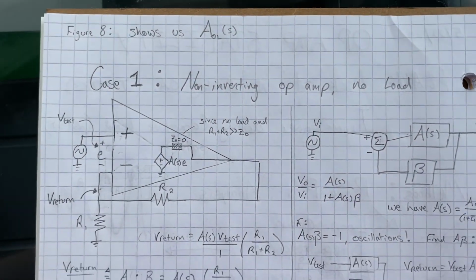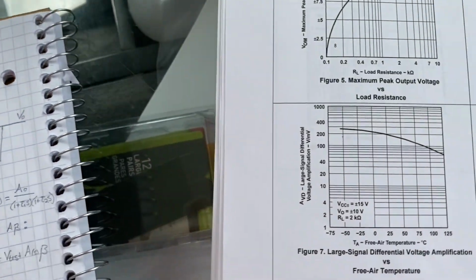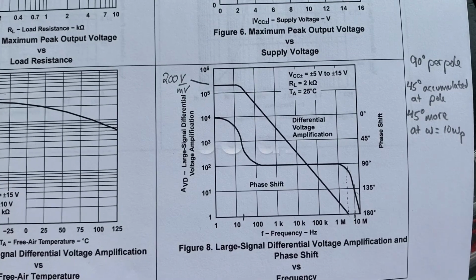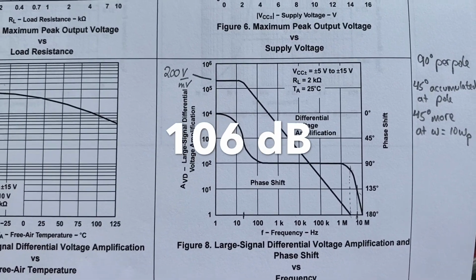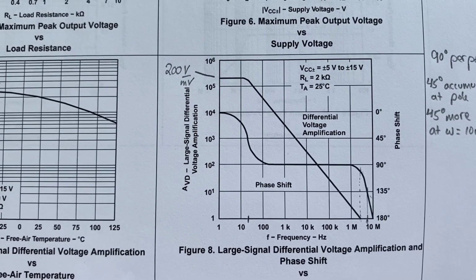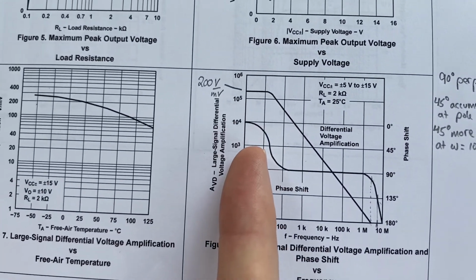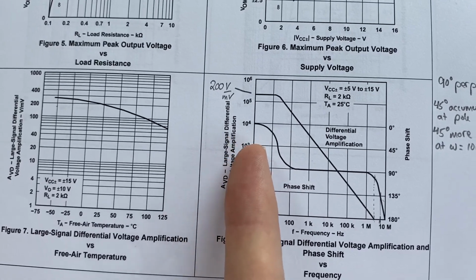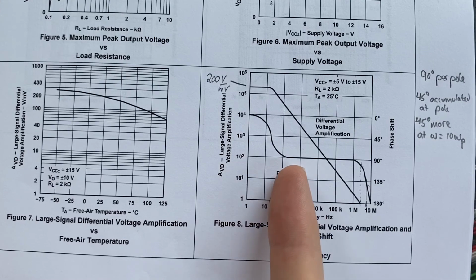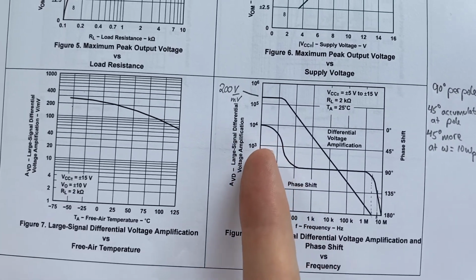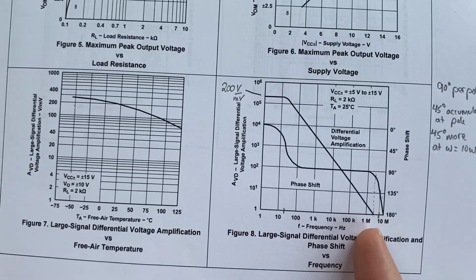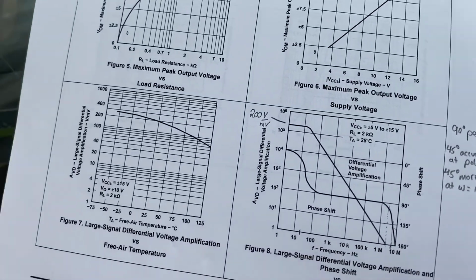To get the open loop gain of an op-amp, I have the data sheet here. In figure 8, we see that there's a DC gain of about 200 volts per millivolt. It's about 100 and something dB. To look at the pole locations, it's handy to look at the points where the phase shift has accumulated about 45 degrees, and you know that a single pole can only accumulate 90 degrees of phase shift. So this looks like about 30 hertz for the first pole and maybe about 7 megahertz for the second. It doesn't have to be perfect.